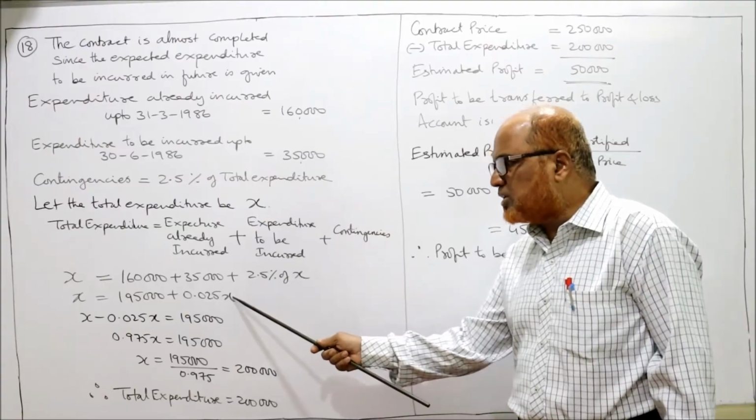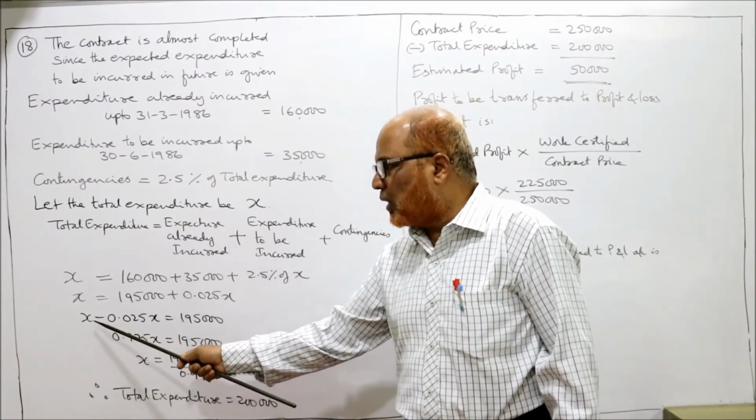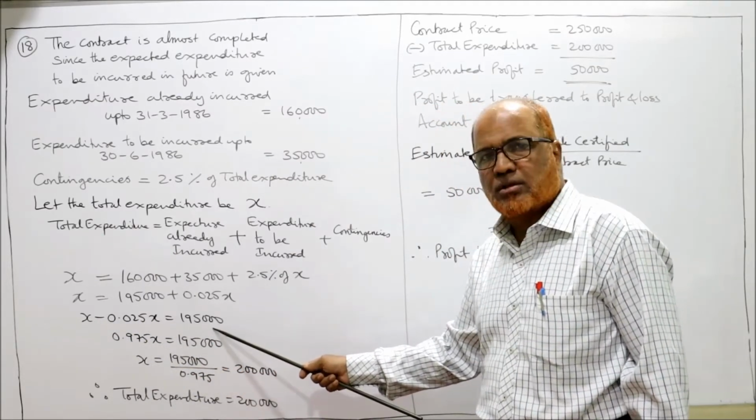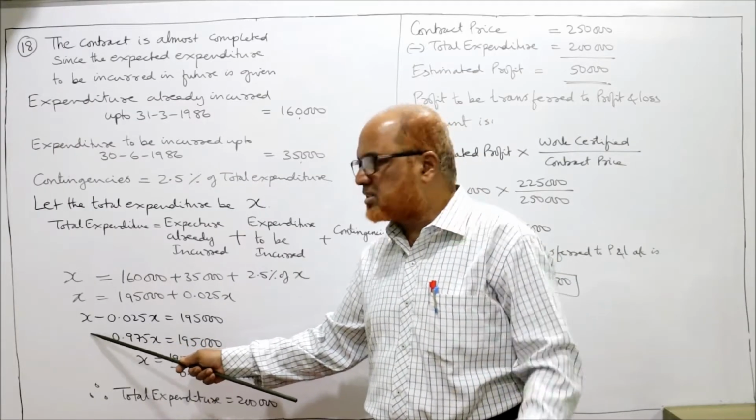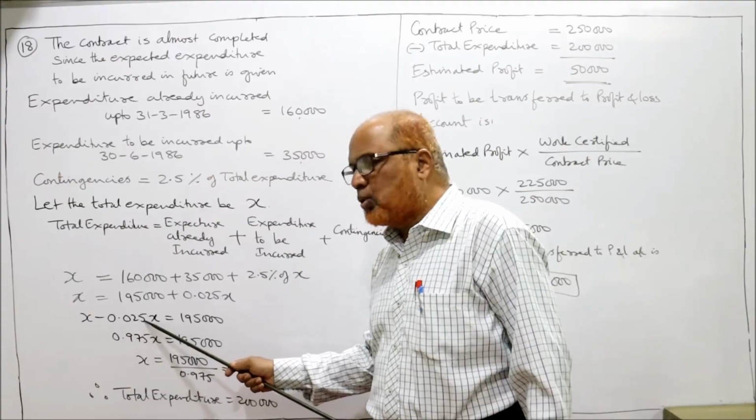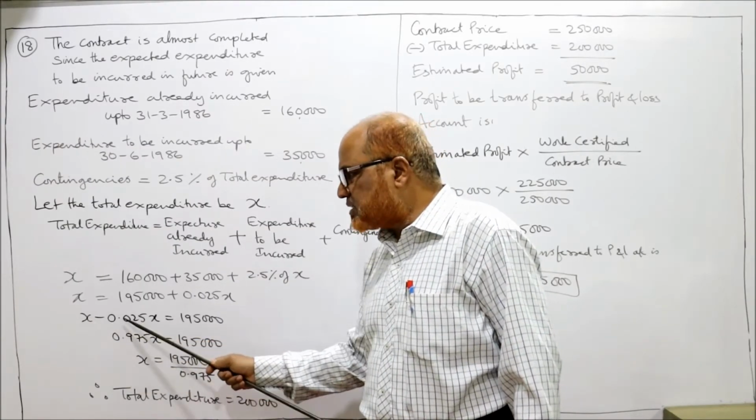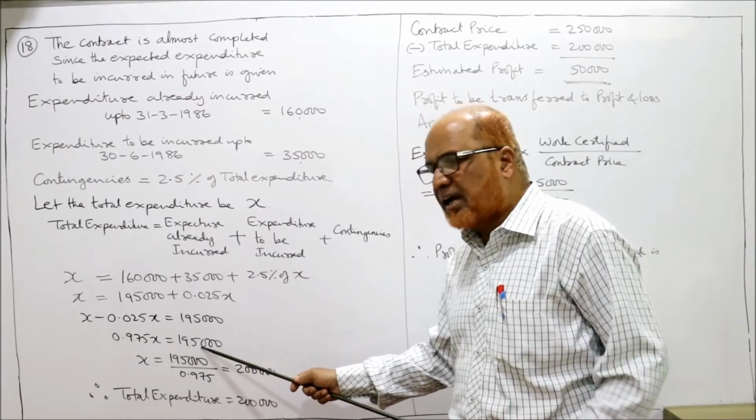Now take this 0.025x to LHS, so this plus will become minus. So x minus 0.025x is equal to 1,95,000. x means 1x. So 1 minus 0.025, you will get 0.975. 1 minus 0.025 is equal to 0.975x is equal to 1,95,000.